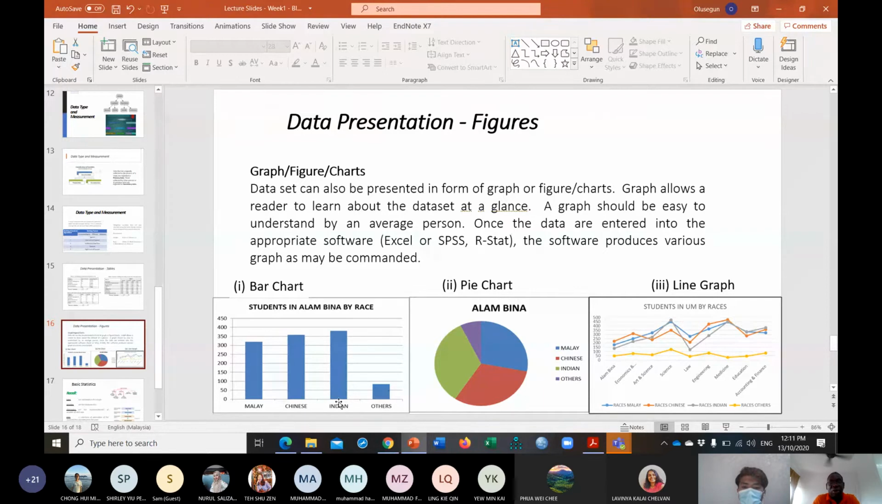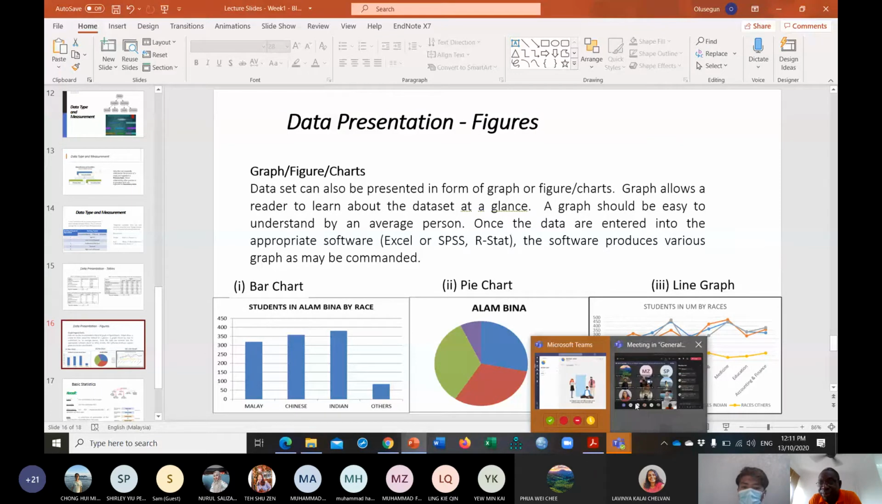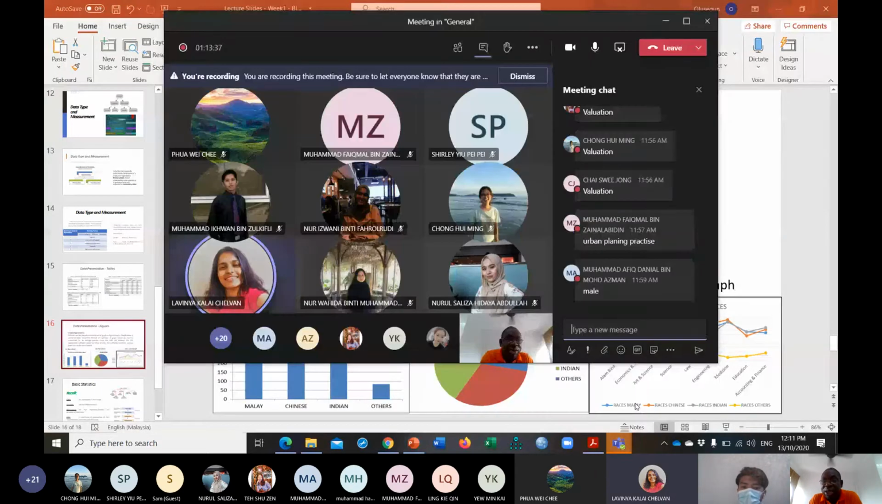How many people know how to draw a pie chart? Yes? How many know how to do a pie chart? I think others now. I know. Okay. So what's the process like?